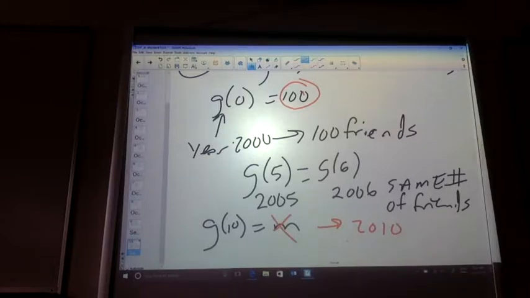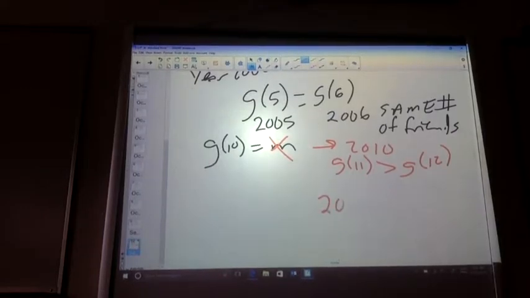And then g at 11 is greater than g at 12. So that means in 2011 versus 2012, more friends had landlines here. So what is the actual value? We don't know. But more friends have landlines there than they do in 2012. So in 2011, let's say you had 30 friends with landlines. In 2012, maybe you had 25 friends with landlines or something like that. So that's all it's saying.